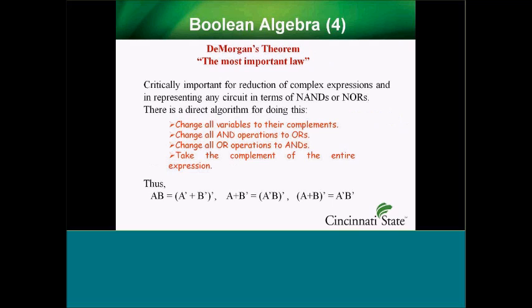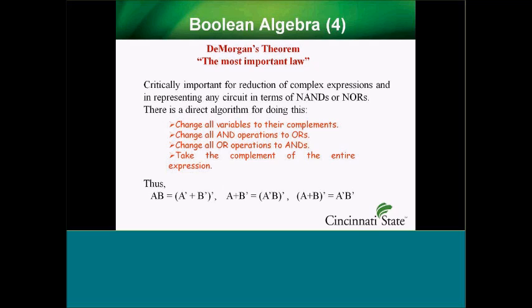Then comes the most important law, De Morgan's theorem. This is critically important, and the students have a little bit of difficulty with this. It takes some time for them to work on it. Basically, there is a direct algorithm for doing this: you change all the variables to their complements, change all the ANDs to ORs and all the ORs to ANDs, and then take the complement of the entire expression. They usually forget the last part, because they get excited about it.